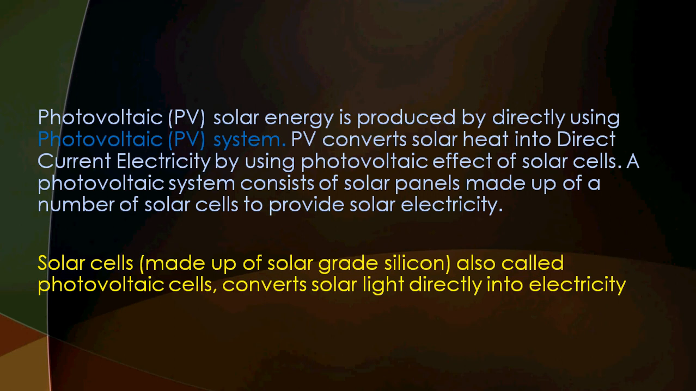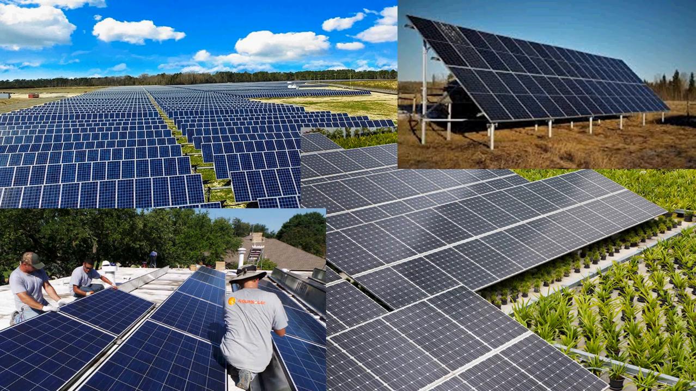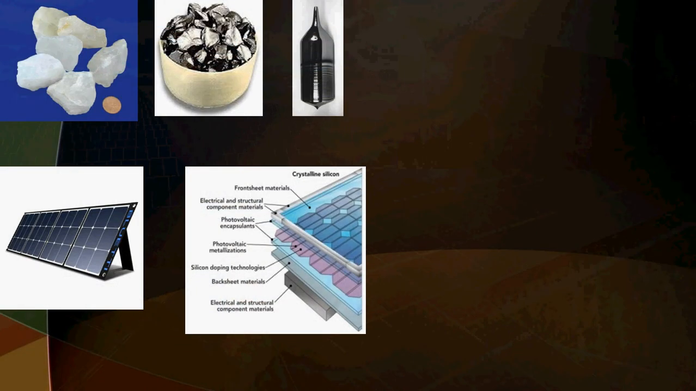Photovoltaic, PV, solar energy is produced by directly using a photovoltaic system. PV converts solar light into direct current electricity, DC electricity, by using the photovoltaic effect of the solar cell. So when you compare it with CSP, this case is different. In photovoltaic, the sun's energy is directly converted into electricity. In CSP, on the other hand, the sunlight is used as a source of heat for boiling water. Solar cells made of solar grade silicon, also called photovoltaic cells, convert solar light directly into electricity. These are all photovoltaic solar panels, covering large areas in the field and on the rooftop, and they are very common.